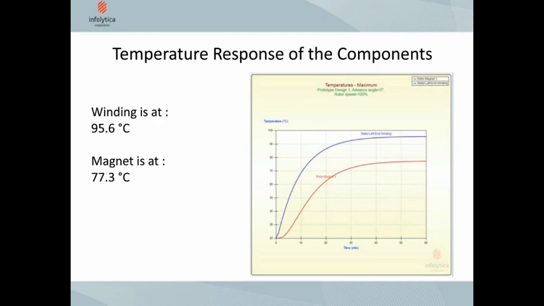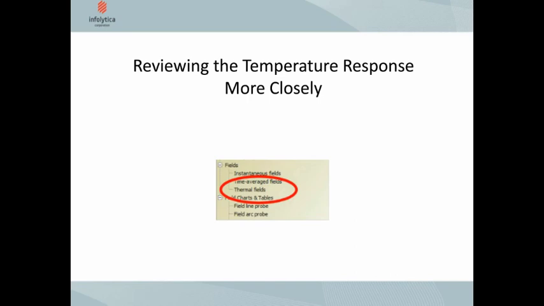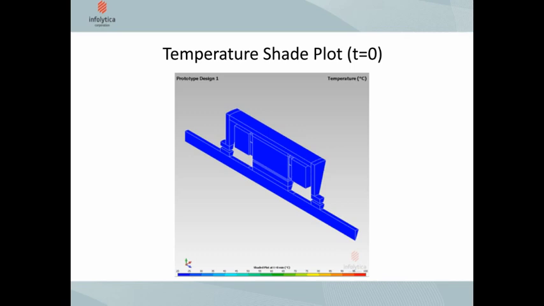Well, in order to give ourselves some comfort in the design and how things have progressed with respect to temperature, we're going to run another experiment and look at things a little bit more closely. So we're going to run what's called a thermal field simulation, and we're actually going to look at the distribution of the temperatures on the components. So here I have shown a temperature shade plot at time t equals 0, where we're at ambient temperature. Everything's at 20 degrees. You can see here that I'm plotting from 20 to 100 degrees C.